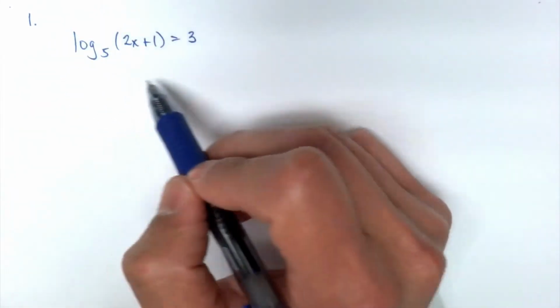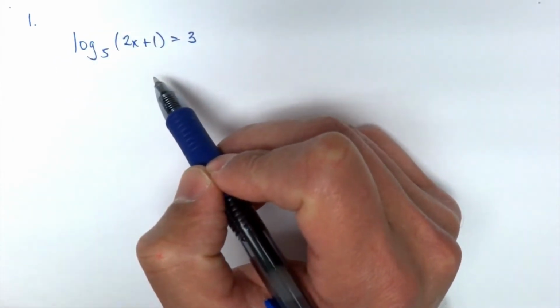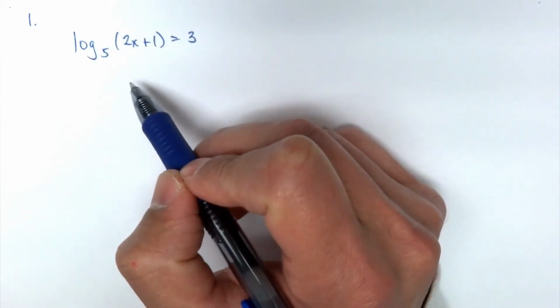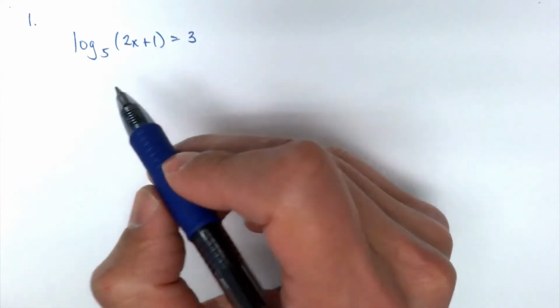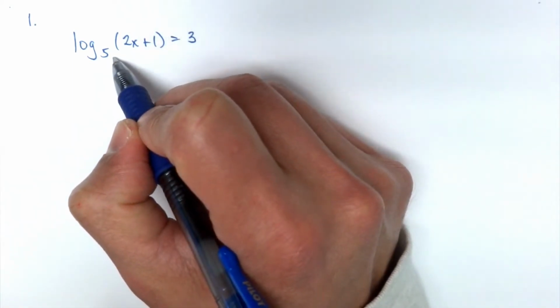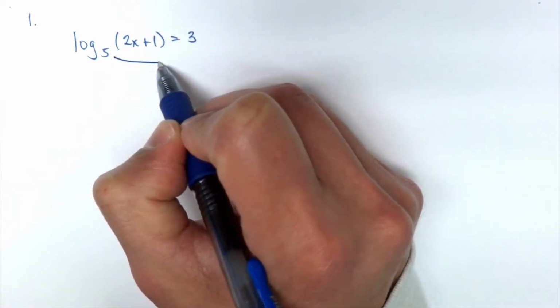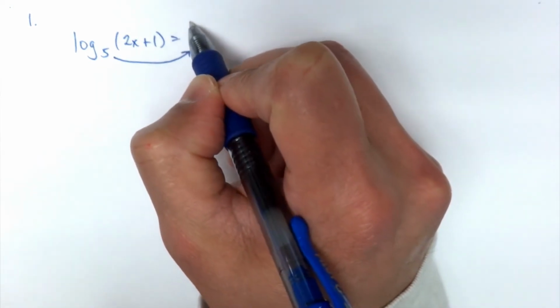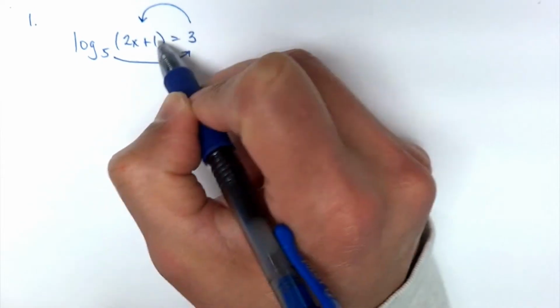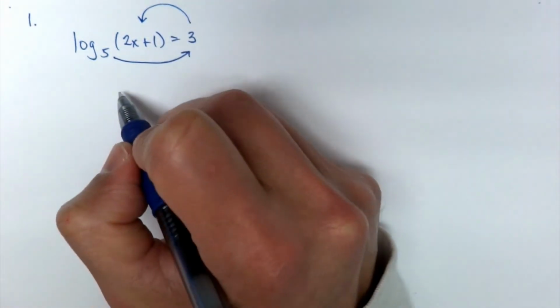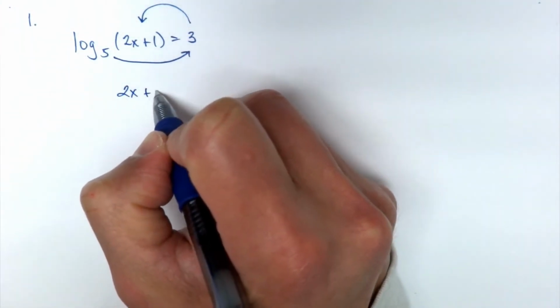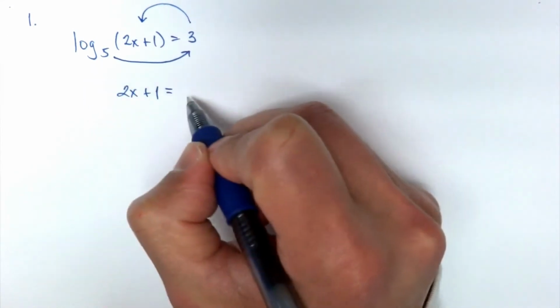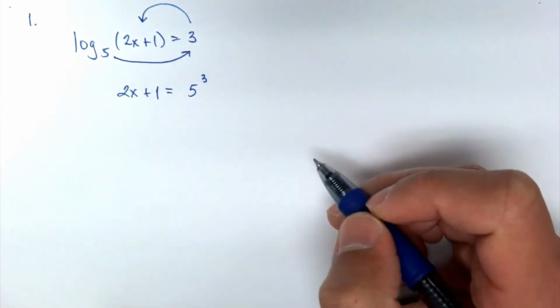Now, anytime you have a log, the first thing you should try to do is rewrite this into exponential form because that's easier to solve. So remember, exponential, the 5 is your base. You want to raise it to this power, and this is going to turn into the answer of 2x plus 1. So if you want to write it out, you're going to write 2x plus 1 is equal to 5 to the power of 3.